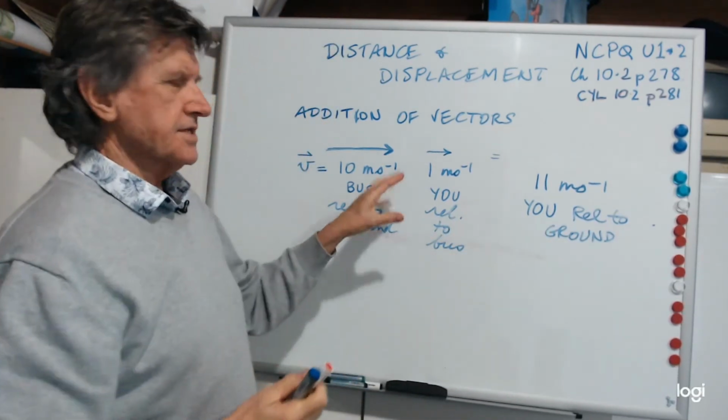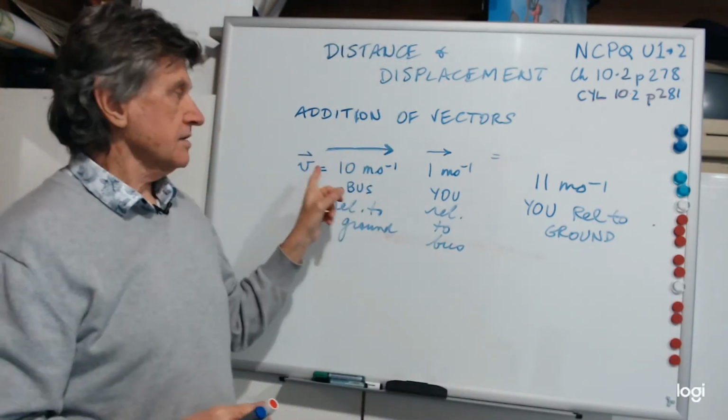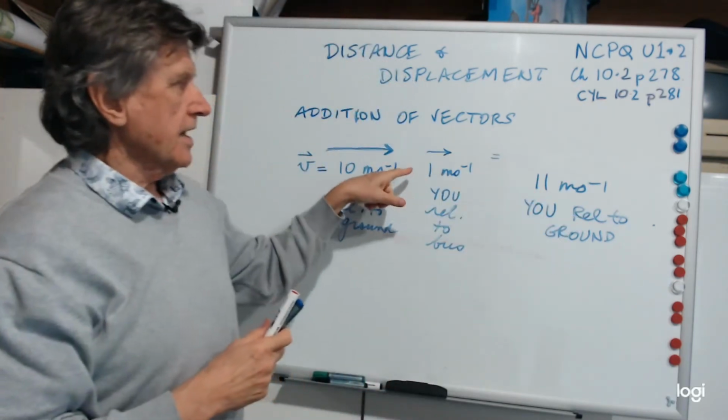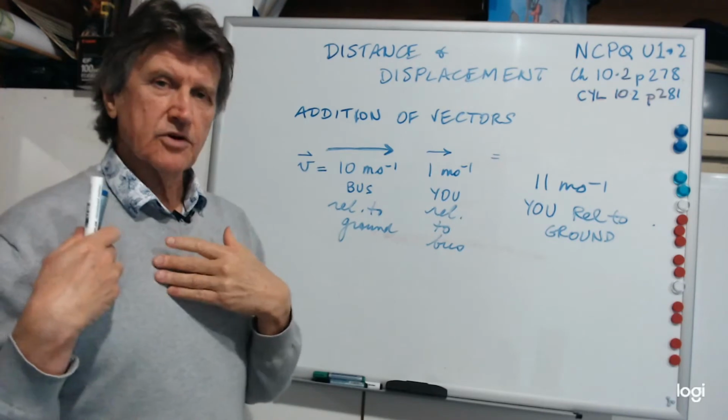Now another good example of this is with cricket. Say a cricketer can run at 10 metres per second and then delivers the ball at 1 metre per second relative to himself or herself.